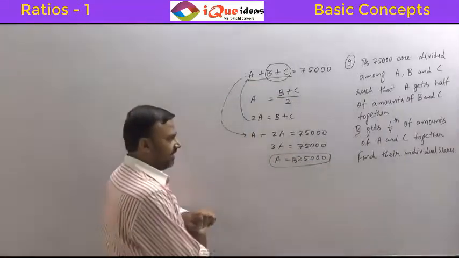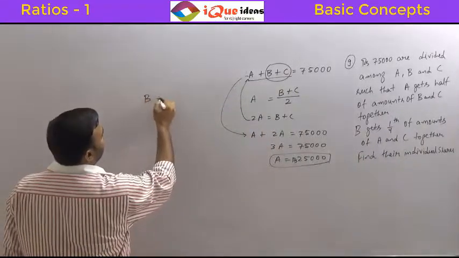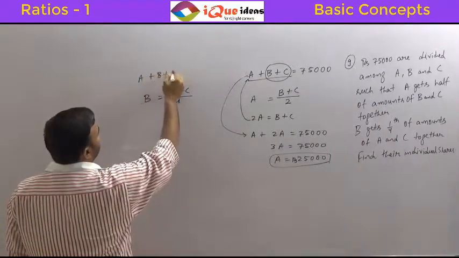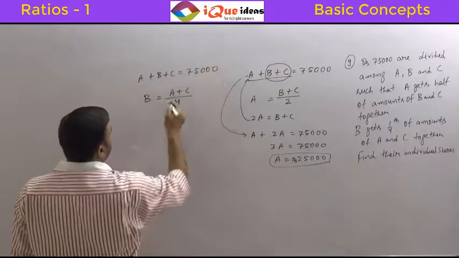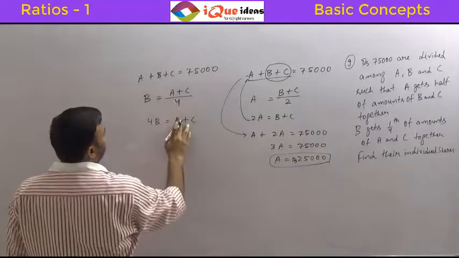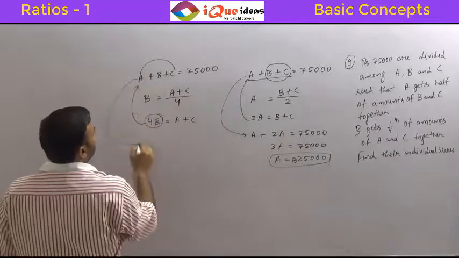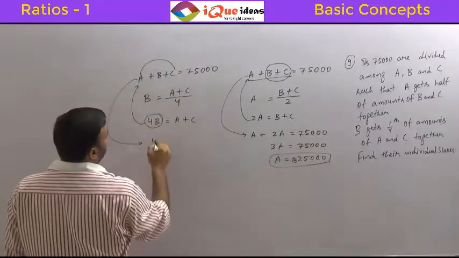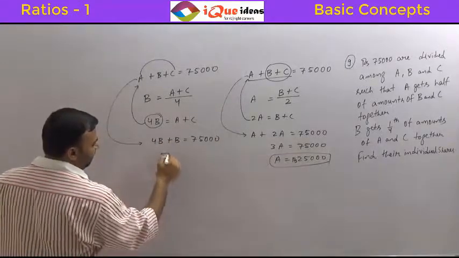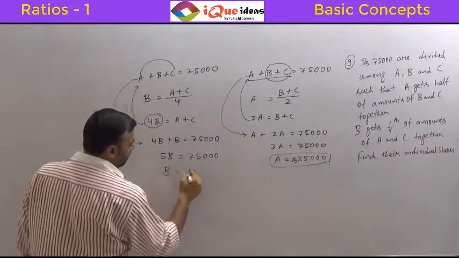Alright. Then second, B gets 1/4 of the amounts of A and C together. So I'll write this as B equal to (A plus C) by 4. And we still have A plus B plus C equal to 75,000. Now from here we get 4B is equal to A plus C. Right? Now see, in place of A plus C, write 4B. So 4B plus B is equal to 75,000. So we have 5B equal to 75,000. Right? So B is equal to 15,000 rupees.